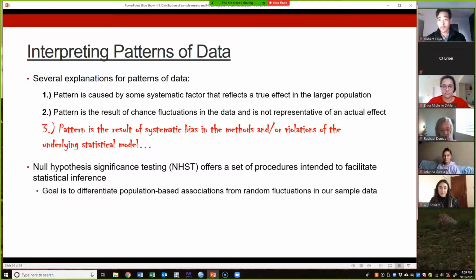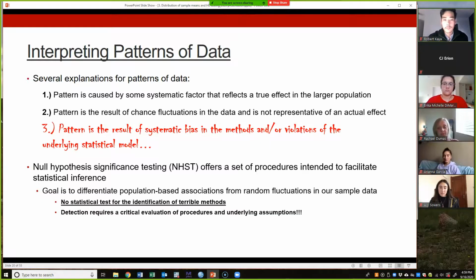And so what we do is we try and look at null hypothesis testing as a set of procedures to facilitate our statistical inference, to evaluate whether the effects that we're seeing are due to real effects across populations, or whether they're just chance fluctuations, right? It's just random error and things like that, right?